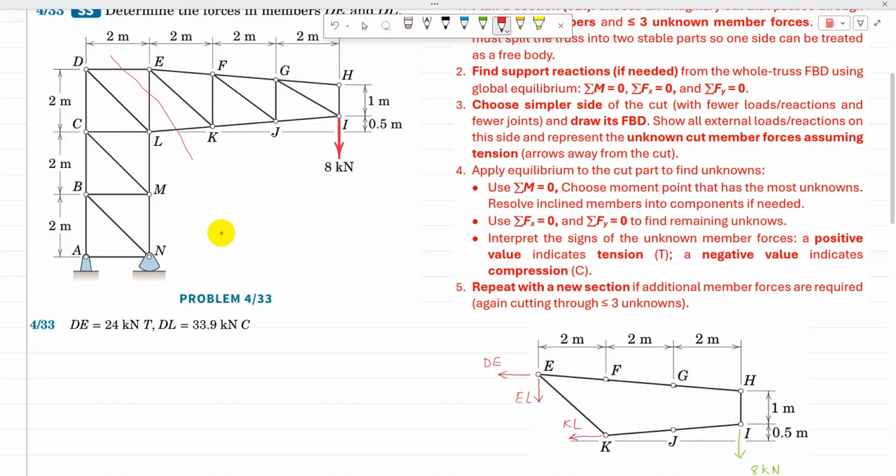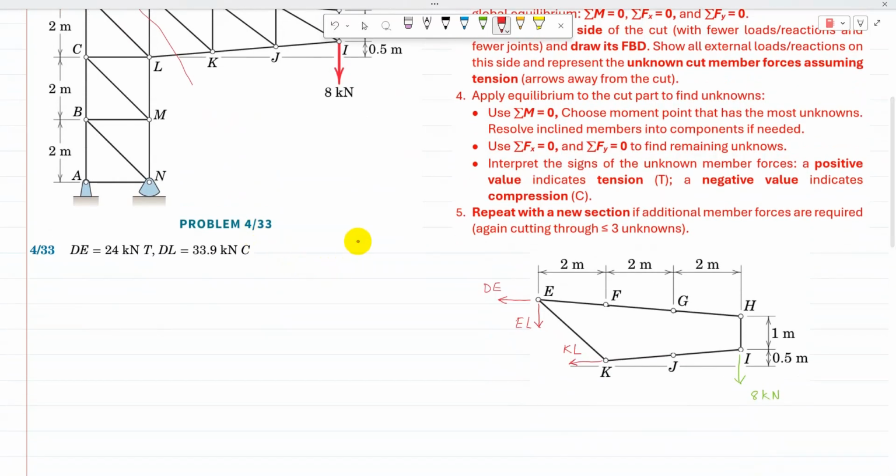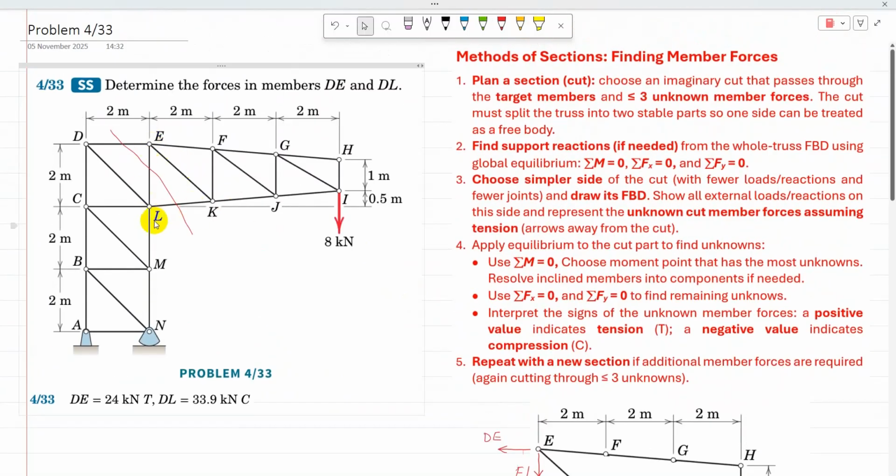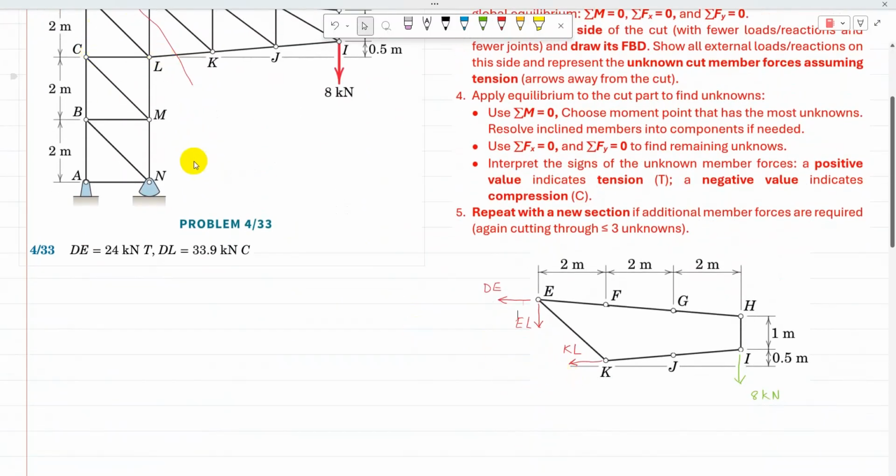The next step is to apply the conditions of equilibrium to find the unknowns. Use sigma M equal to 0, and choose a moment point that has the most unknowns. In this problem, only DE is required. So I need to choose a moment point that has the most unknowns. It looks like E has the most unknowns, but EL and KL also pass through point L. So it is possible to extend them this way.